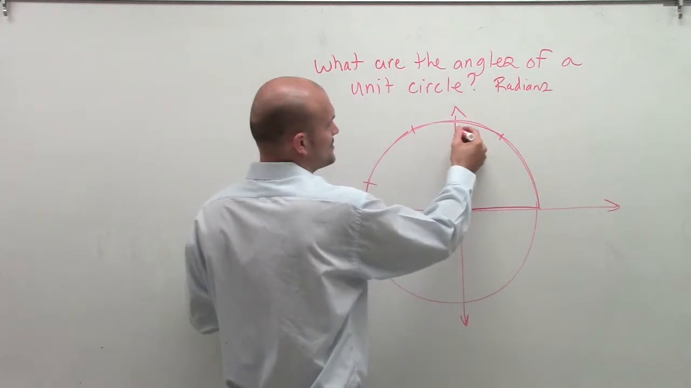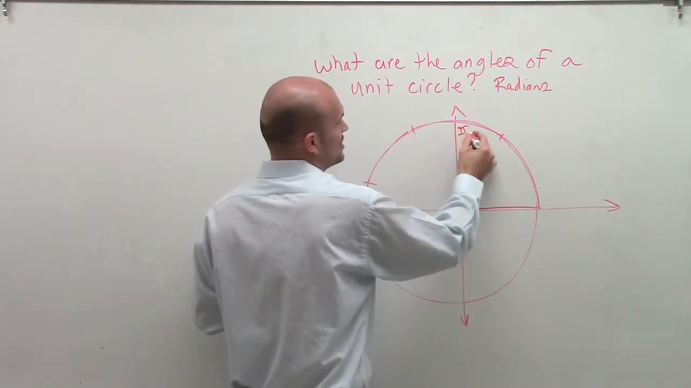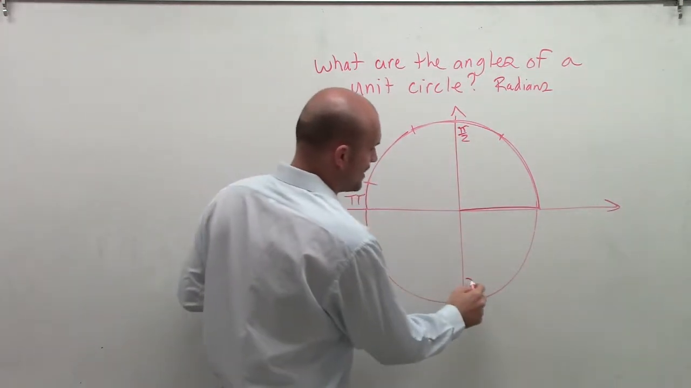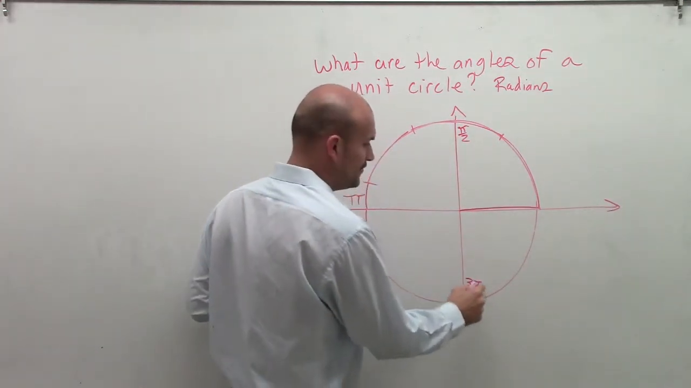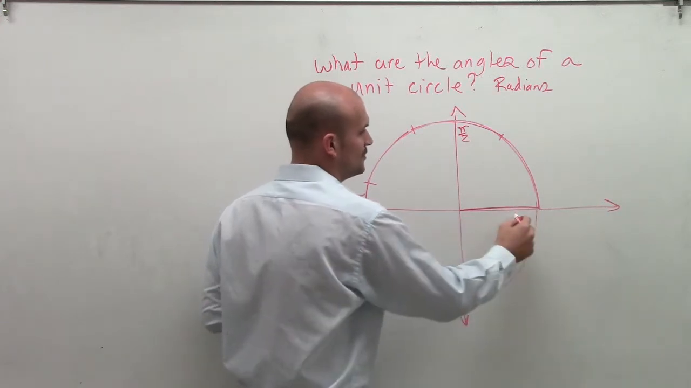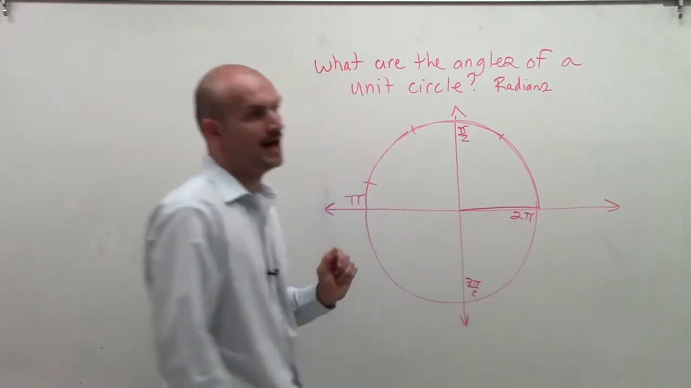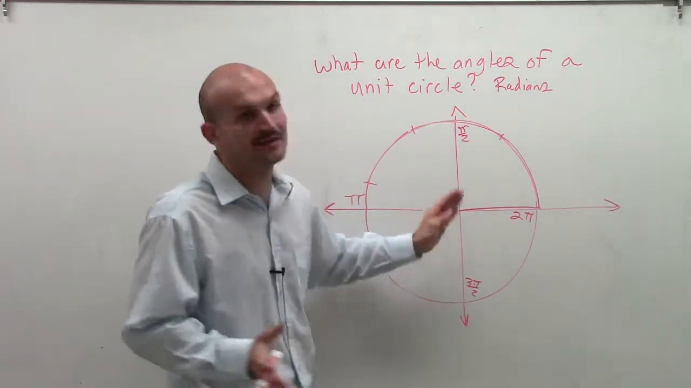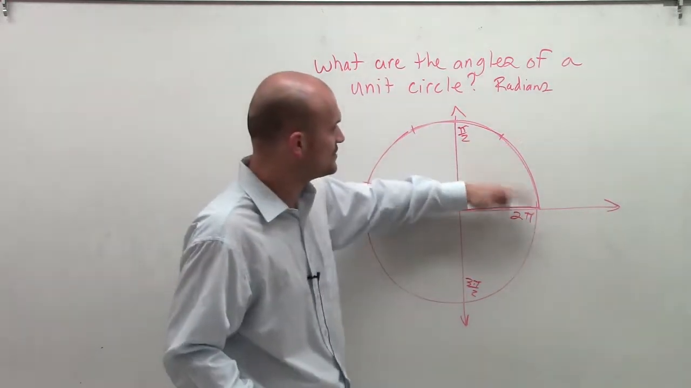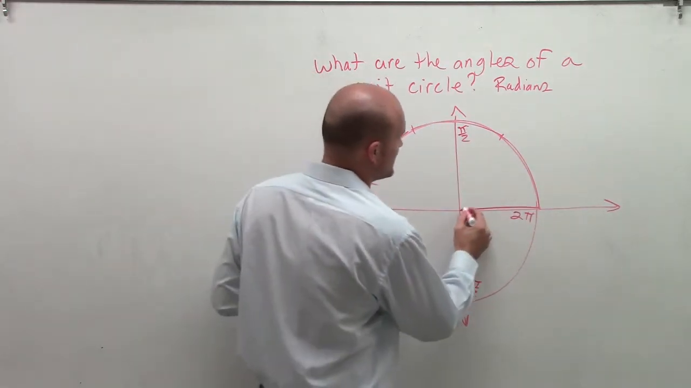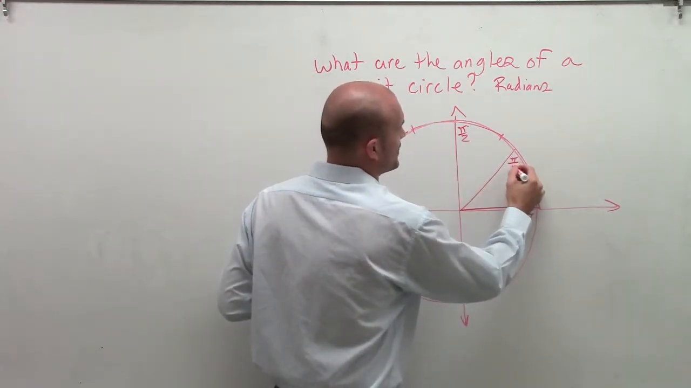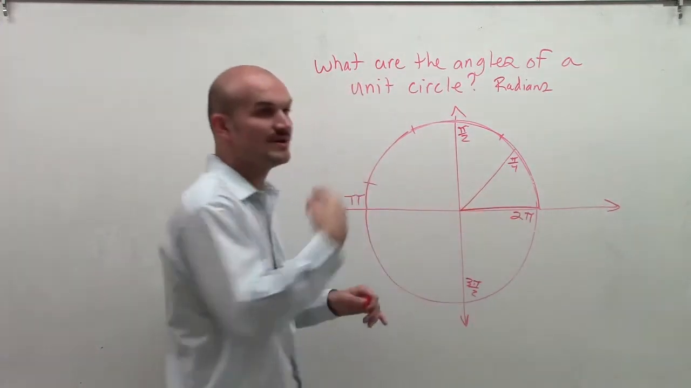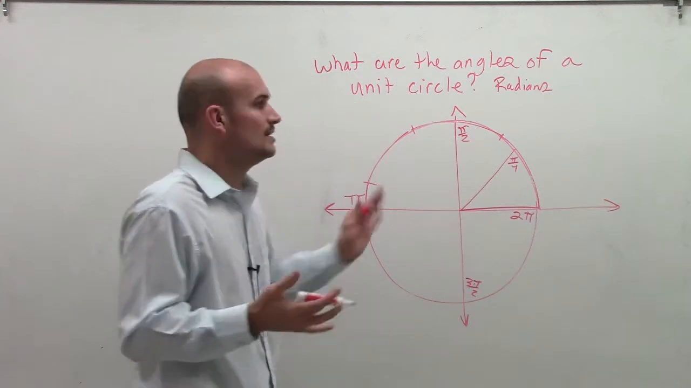Therefore, a quarter of the way around is going to be pi over 2. So if I add pi over 2 to pi, I get 3 pi over 2. And therefore, a full revolution is just going to be 2 pi. Now if I want to find my 45-degree angles, halfway between 0 and pi over 2, I need to divide that by 2, which leaves me with pi over 4.